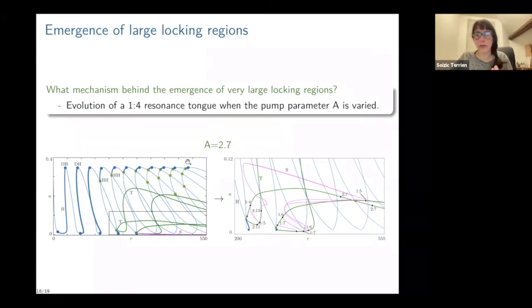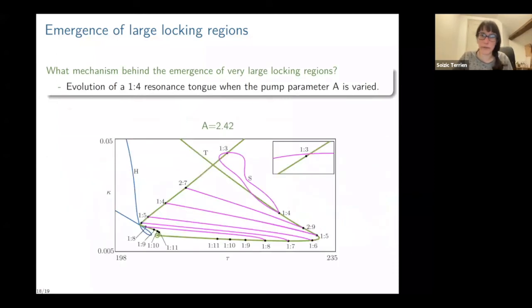And so now what happens when we decrease this value of A to go towards the value we considered previously?